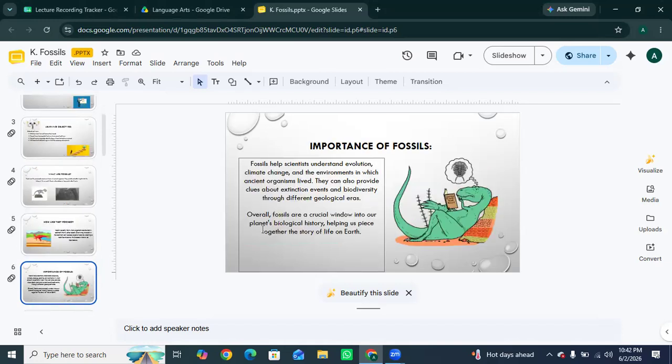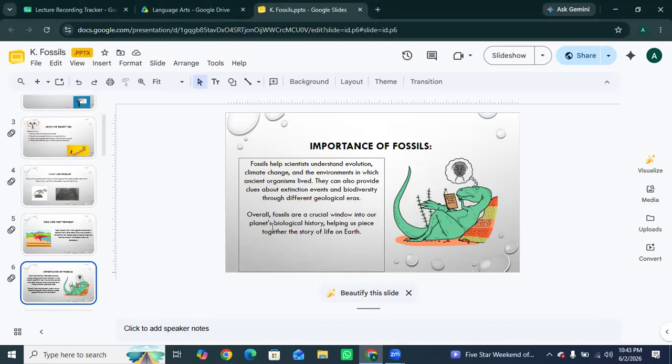So the next one is importance of fossils. Okay. Fossils help scientists understand evolution, climate change, and the environment in which ancient organisms lived. They can also provide clues about extinction events and biodiversity through different geologic eras. Overall, fossils are a crucial window into our planet's biological history, helping us piece together the story of life on Earth.